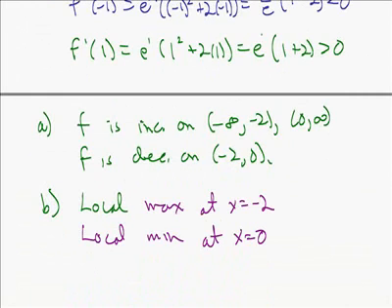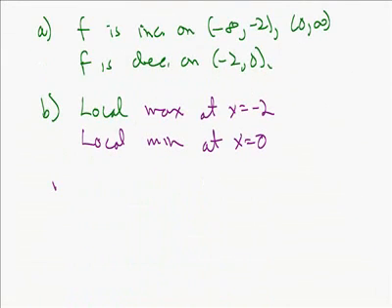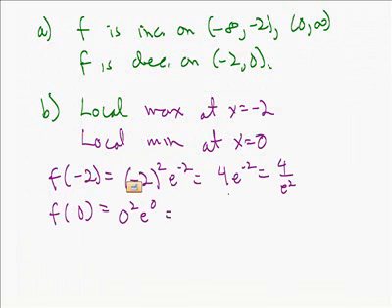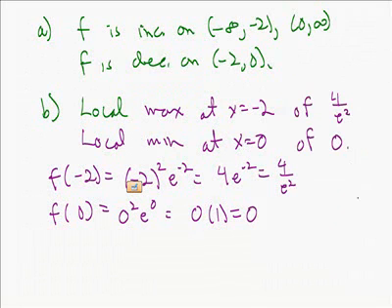Now we should say the local min and maximum values. So we're going to need to take f of -2. F of -2 was -2 squared times e to the -2. -2 squared, that's 4, times e to the -2, or 4 over e squared. All right, f of 0 is 0 squared times e to the 0. 0 squared, which is 0, times 1, which is 0. So we have a local max at x equals -2, and it's a local max of 4 over e squared. We have a local min at x equals 0. It's a local min of 0. All right, and you can graph that function to see and verify that that's the case.